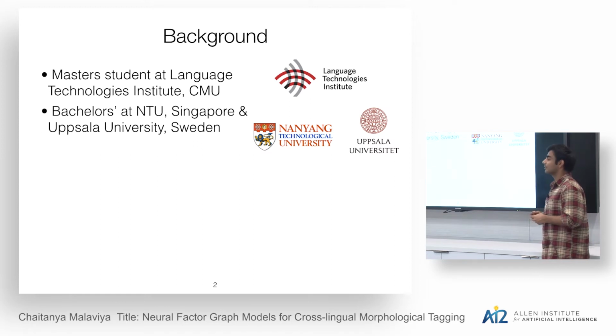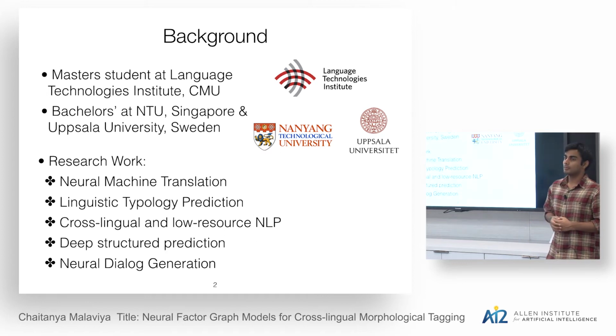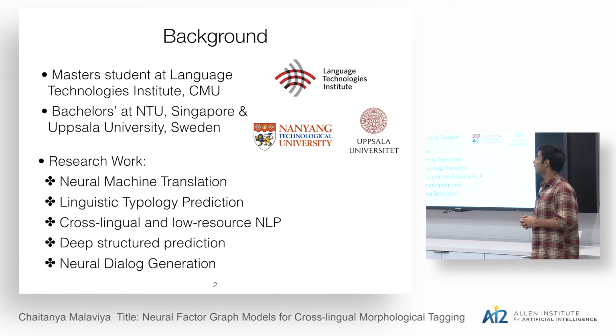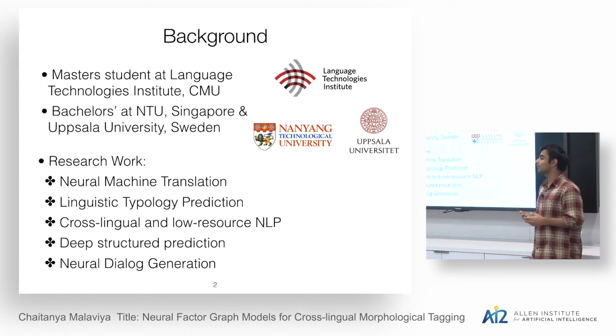A little bit of background about me. I'm a master's student scheduled to graduate at the end of this summer at LTI, and I'm working closely with Professor Graham Neubig and Matt Gormley. I did my bachelor's in Singapore, and I was also in Sweden for a little while. My research work has been mainly about neural machine translation, prediction of linguistic typologies through representations learned through neural models. A major chunk of my work has concentrated on cross-lingual and low-resource natural language processing for the world's major or remote languages. I'm also generally interested in deep structured prediction models, or models that combine graphical models and neural networks. And I also worked a little bit on neural dialogue generation as part of the Amazon Alexa Prize team for CMU.